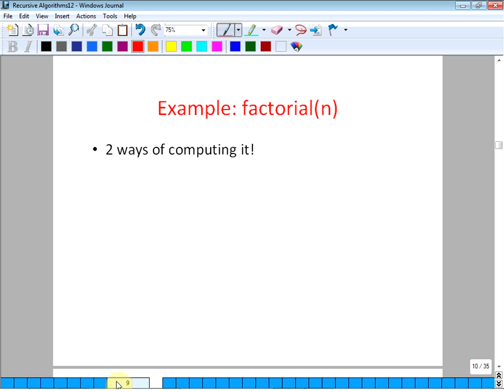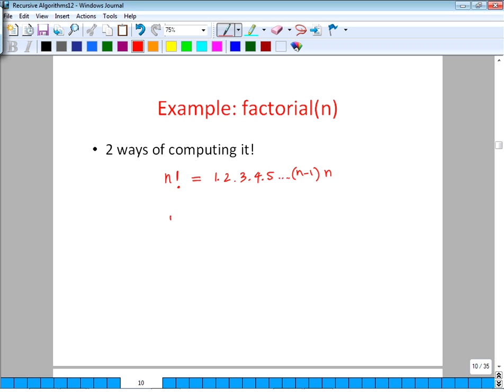Now let's do the factorial. Let's write it in two ways. Most of the time you write n factorial in this notation in math: 1 into 2 into 3 into 4 into 5, all the way to n minus 1 into n. That's n factorial.